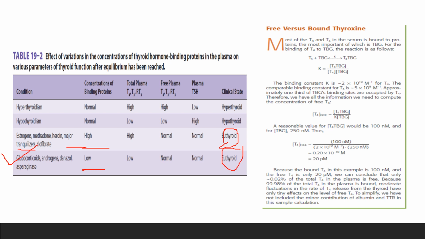Why is this so? It can be explained by this box, which shows that if we know the concentration of thyroid binding protein and the concentration of total T4 or T3, we can derive the free T4 or T3 level. And if we derive it, we will see that even if the concentration of thyroid binding globulin is altered, there will be negligible change in the free T3 and T4 levels.